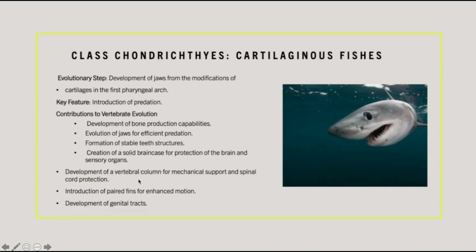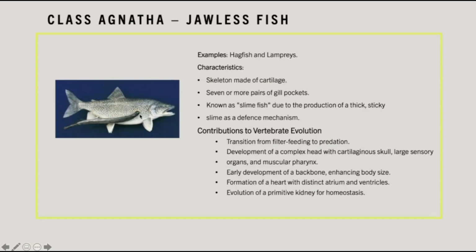fins, okay? So they developed paired fins, meaning a fin on one side and a fin on the other side, to help them swim and also to help them in their function of predation. The reason I mention that is because right here you can see the agnata, the jawless fish. The jawless fish doesn't have any paired fins. You can see the fish that it's basically trying to get food off of.